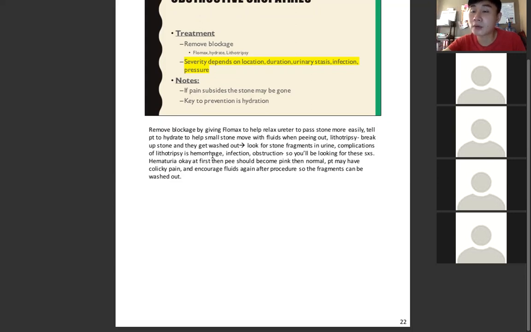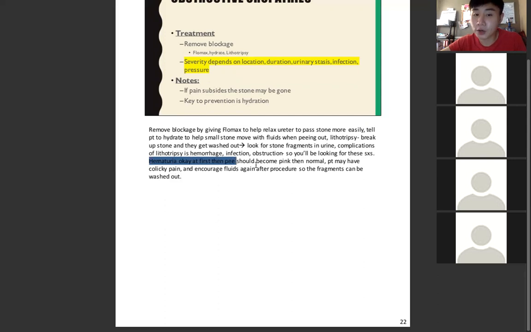And when we pee out, because of the high pressure, these fragments can cause damage to the urethra and then cause hemorrhage. Whenever there's an open entry for bacteria, which is the bleeding site, it can lead to an infection. So you'll be looking for the signs and symptoms of hematuria. This is also important to remember.